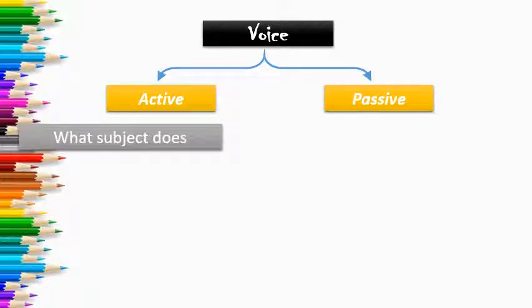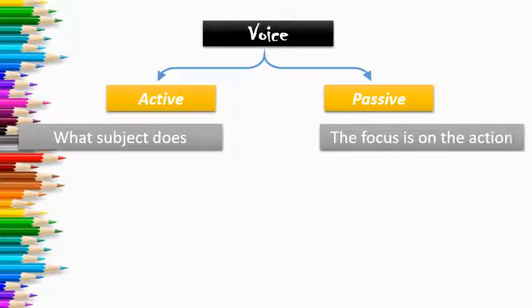Active voice means what the subject does. Passive voice means the focus is on the action. So in a simple way, the meaning of active voice is a sentence that has a subject that acts upon its verb. And the meaning of passive voice in a simple way is a subject that is a recipient of a verb's action. Recipient means who receives an action. To clarify it, let's see some examples.